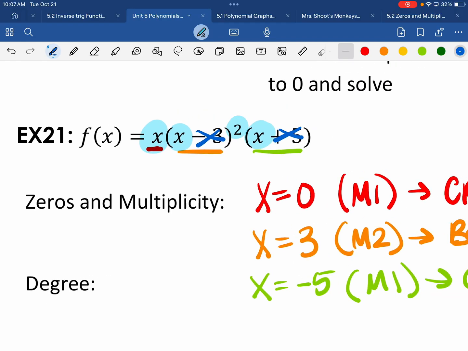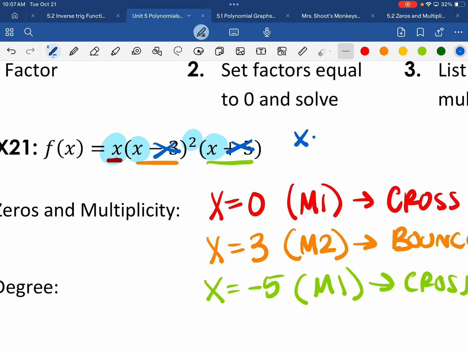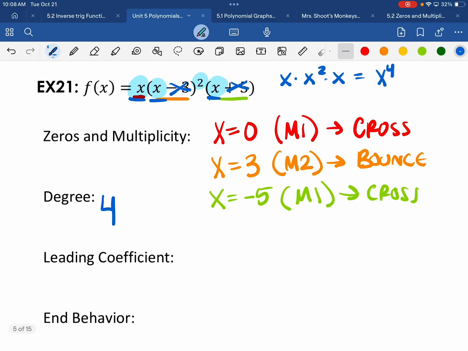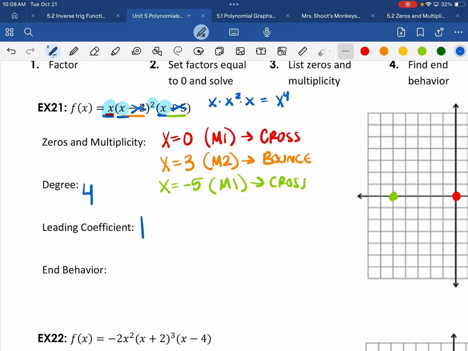So when you take all of these leading terms and multiply them together, that will give you the leading term of your polynomial. Does that make sense? Okay, so what's x times x squared times x? X to the 4th. So what would your degree be? 4. What would your leading coefficient be? 1.